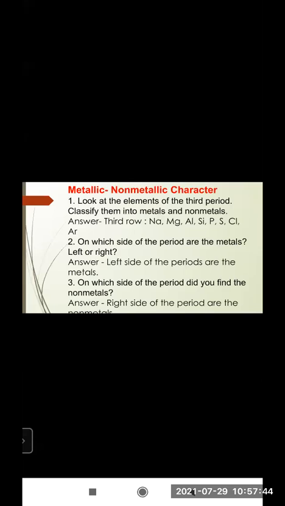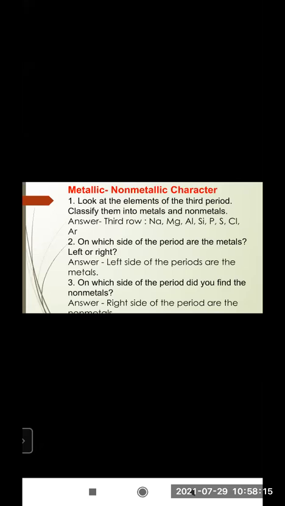The next point is metallic and non-metallic characters. If you can see, there is also an activity given, "Use your brain power." First we'll see the question: look at the elements of the third period and classify them into metals and non-metals. The elements in the third period are sodium, magnesium, aluminum, silicon, phosphorus, sulfur, chlorine, and argon, in the modern periodic table.